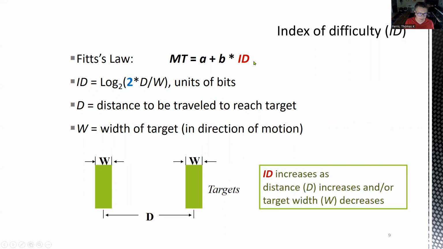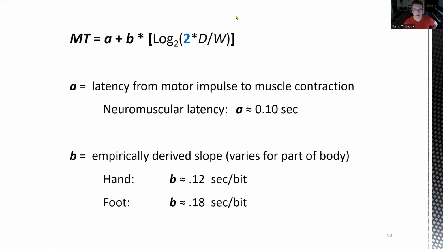All right, and again, the index of difficulty is higher, meaning there's more bits, when there is a longer distance and when there are smaller targets, so you have to be more precise. And again, think of this like the complexity of the motor program that has to be loaded, in that cartridge, as you're about to initiate it.